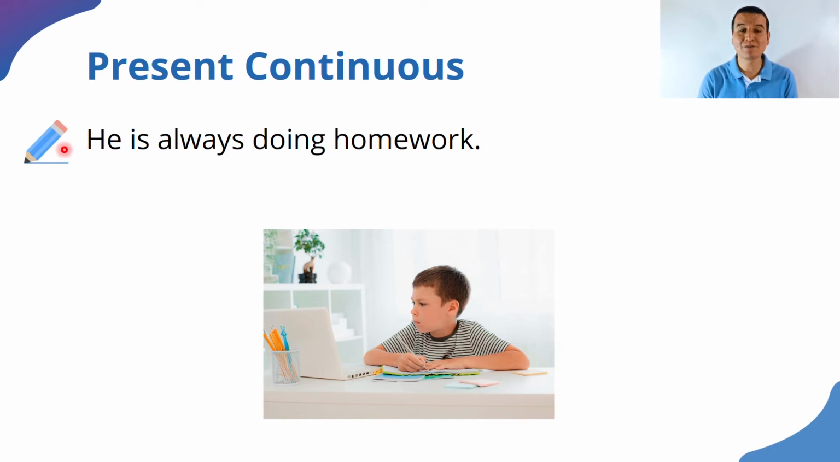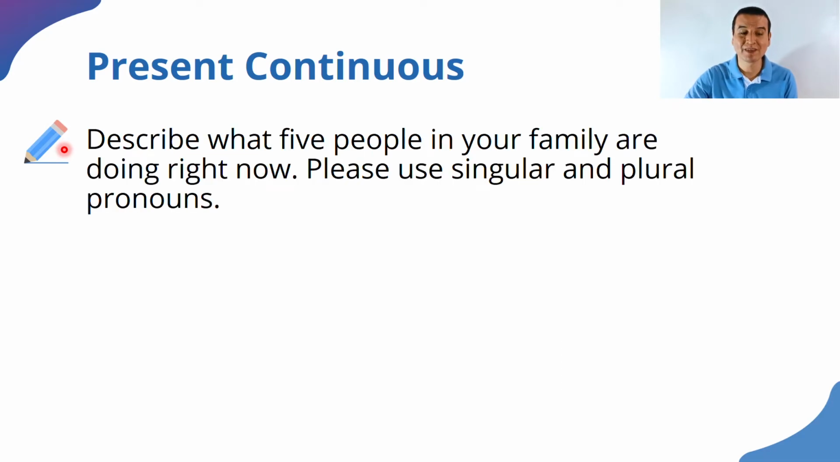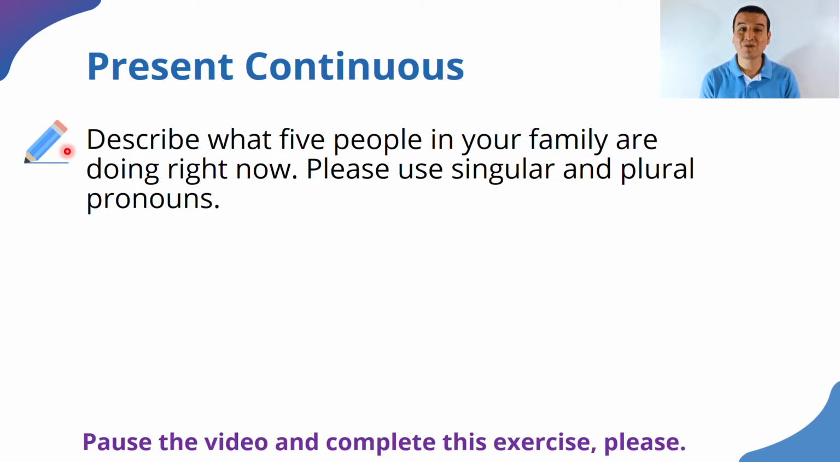I have one more practice activity for you, and it says, describe what 5 people in your family are doing right now. Please use singular and plural pronouns. All right? Think about 5 people in your family. What are they doing right now? And of course, you are going to use the present continuous. All right? Pause my video, write your 5 sentences about your family, what they're doing right now, and I'll see you in a moment.